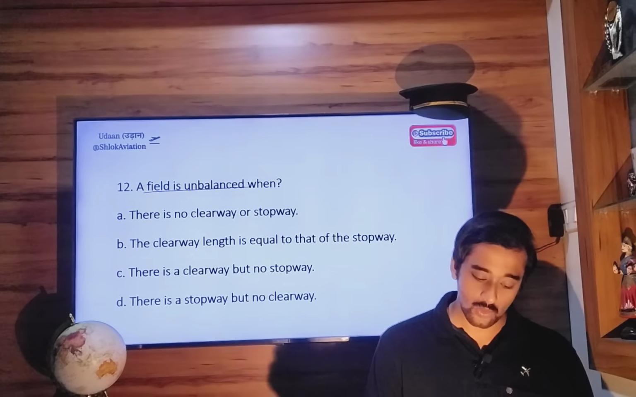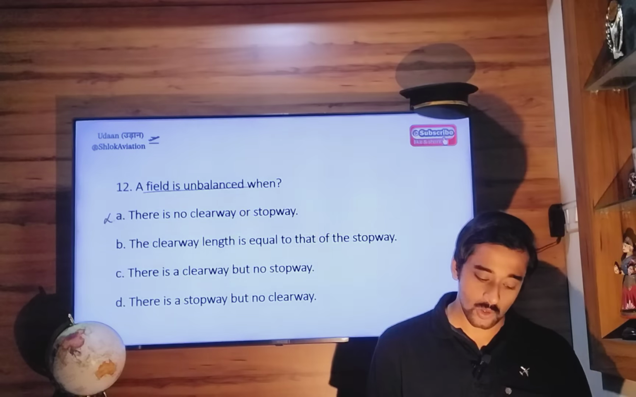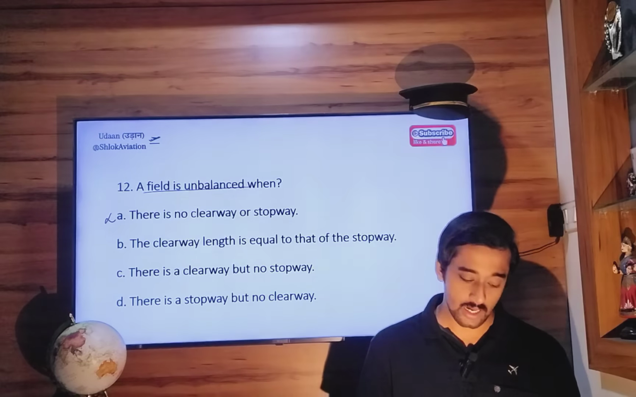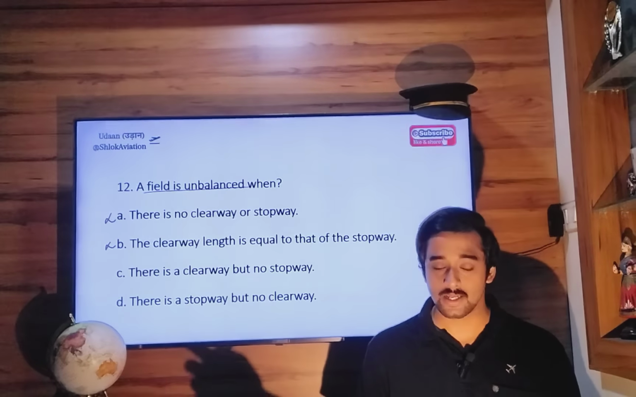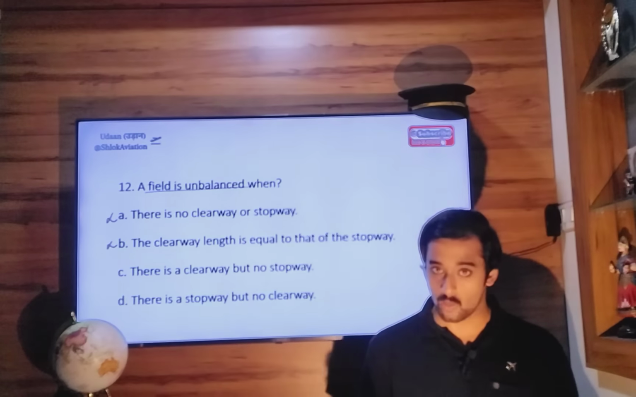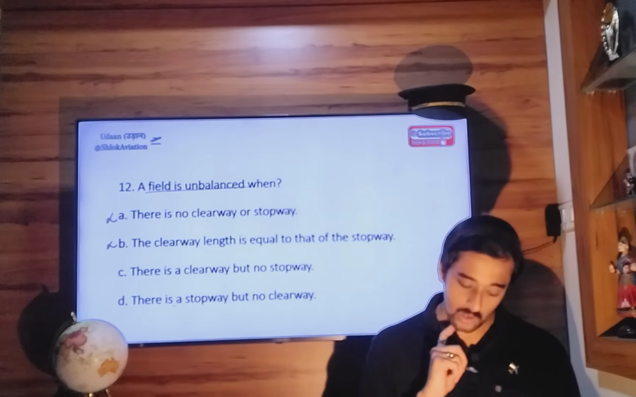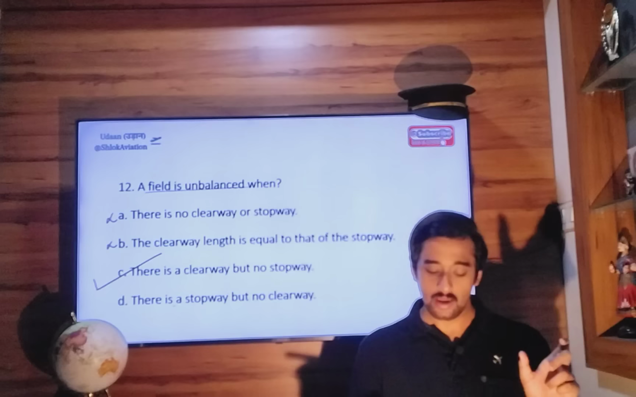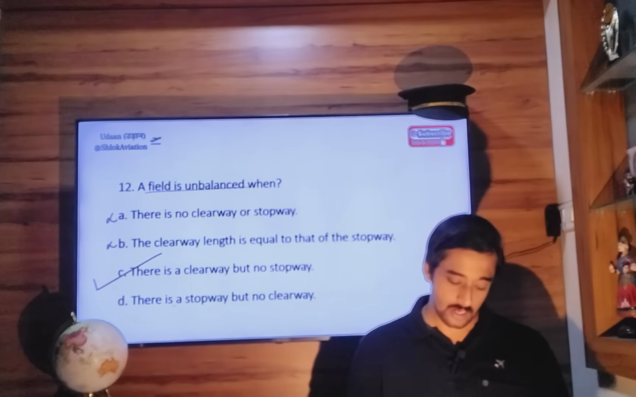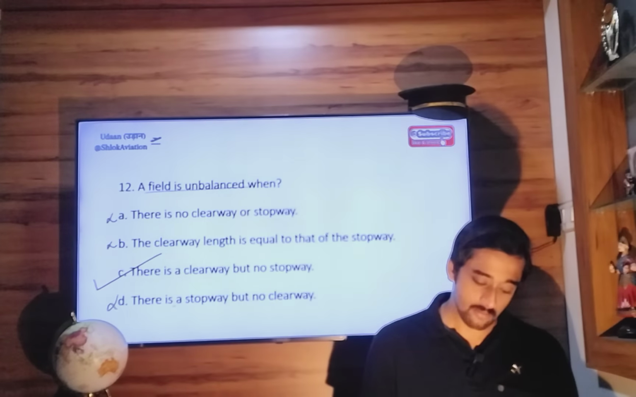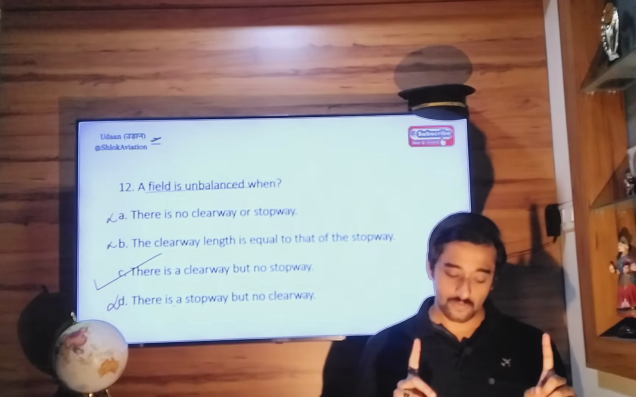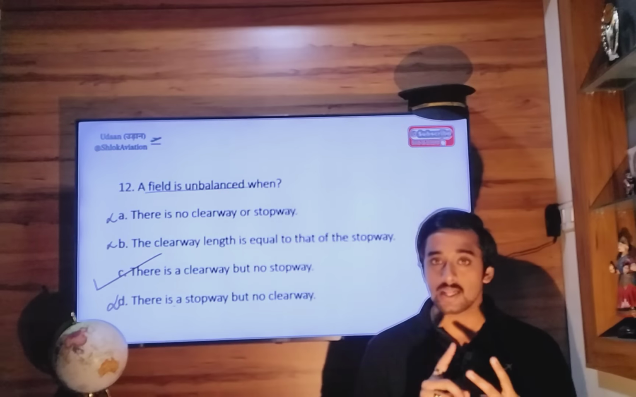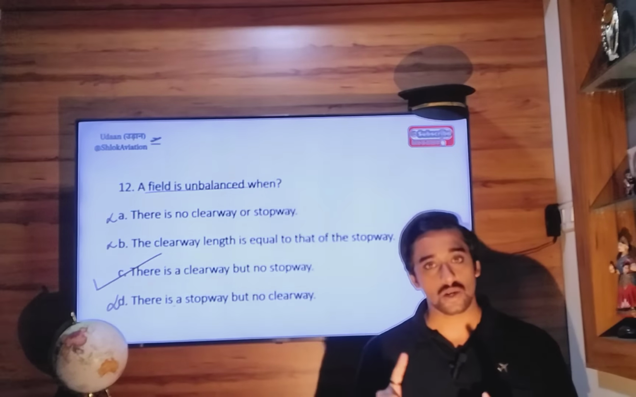Question number 12. A field is unbalanced when there is no clearway or stopway? No clearway, no stopway, the field is balanced. Clearway length equal to stopway again, this condition will make the field balanced. There is a clearway but no stopway. There is a stopway but no clearway. So option C is the right one. A field is unbalanced when there is a clearway but no stopway. So Charlie is the right answer. So a field is unbalanced when the clearway is longer than the stopway or the stopway is longer than the clearway, and second, when there is a clearway but no stopway.